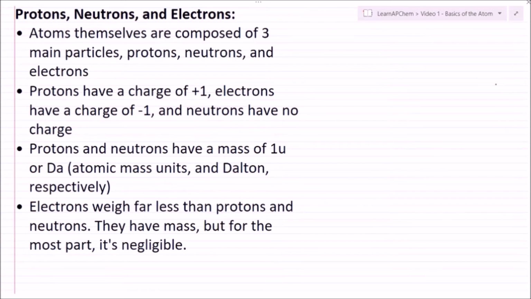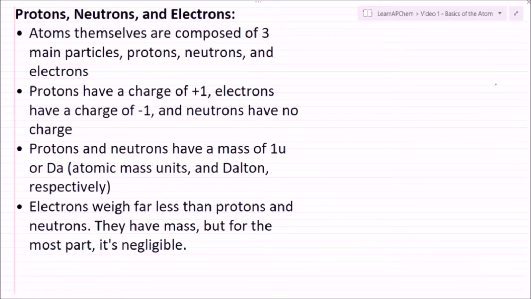Alright, so let's talk about protons, neutrons, and electrons. Atoms themselves are composed of three main particles: protons, neutrons, and electrons. Protons have a charge of +1, electrons have a charge of -1, and neutrons have no charge. So what this means is that one electron is going to cancel with the charge of one proton, while neutrons have no charge.